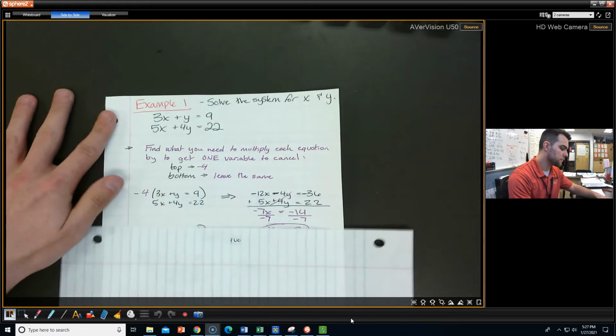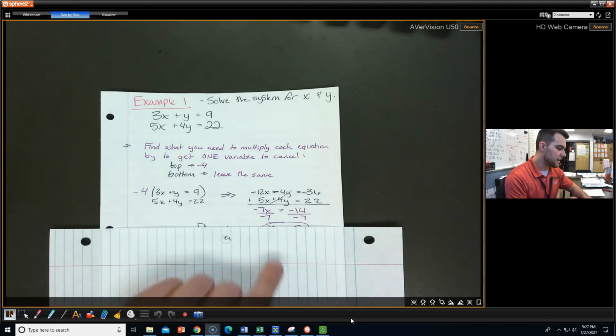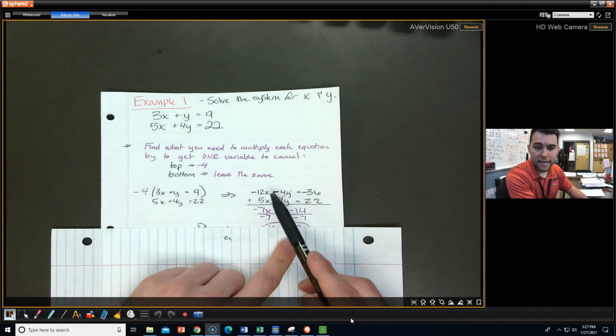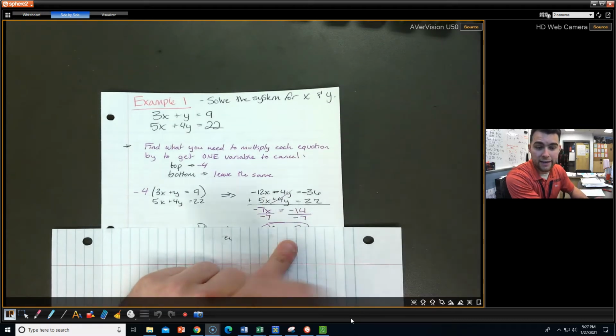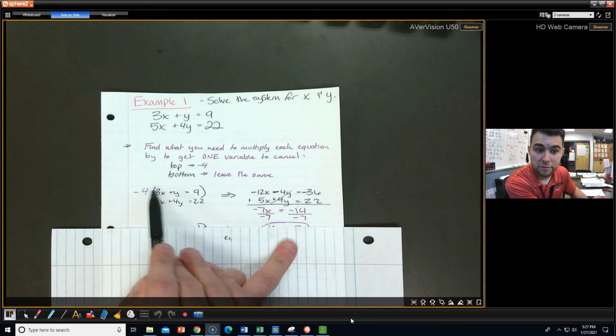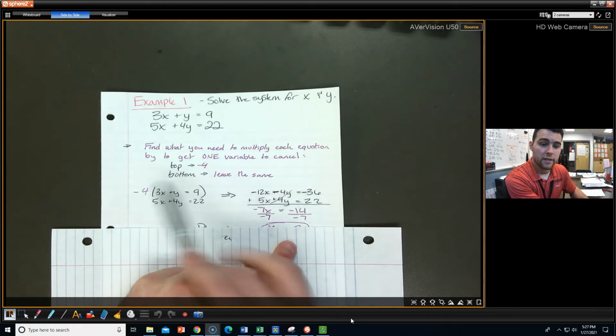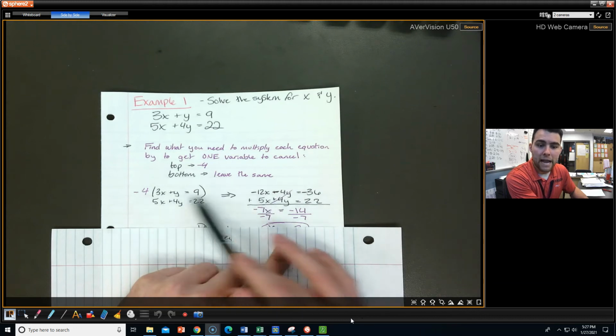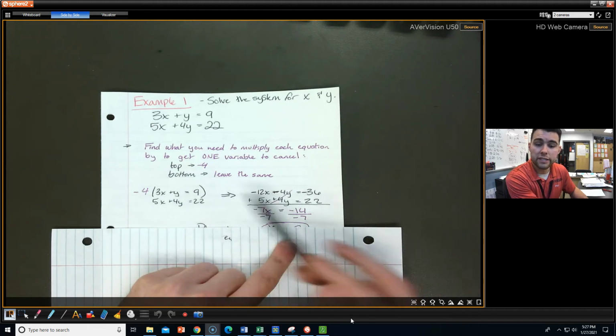Let's see that. I multiply the top equation by negative 4, and so I get negative 12x. I have to keep my signs in mind, so a negative times a positive is still a negative. So I get negative 12x minus 4y equals negative 36.